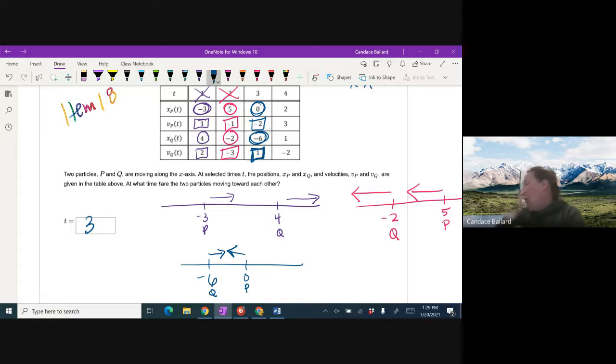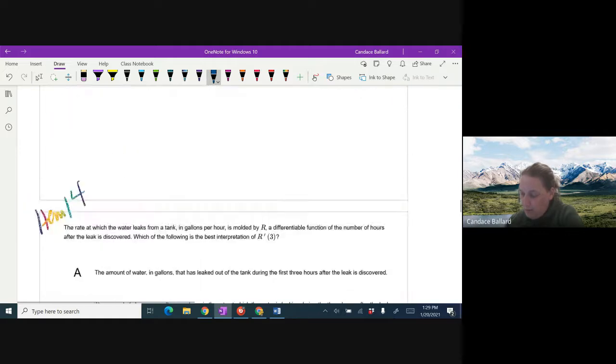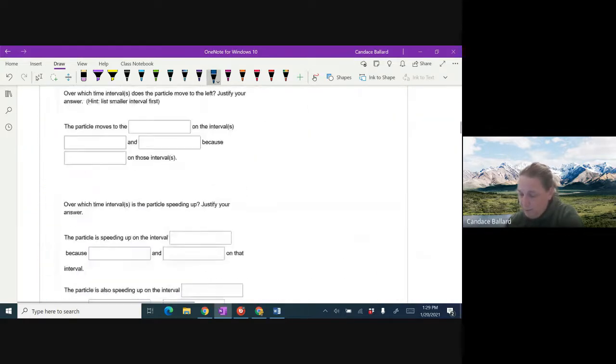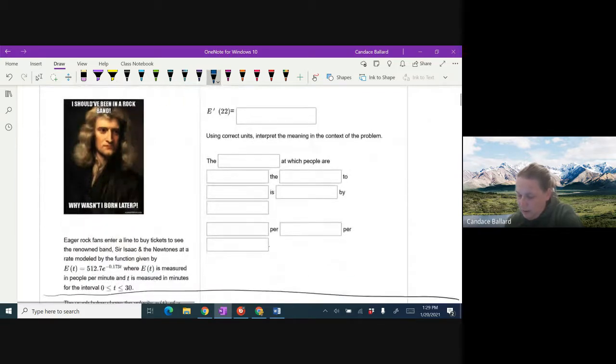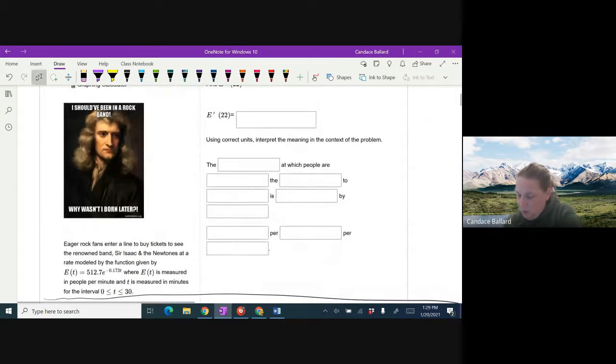Okay. Let's go back up to number 1. We're flipping all the way back to 1 now. Let's see, I don't have any other repeats on there. Nope. Okay, so we're going all the way back up to problem 1. It's a good old Sir Isaac and the Newtons. Eager rock fans enter a line to buy tickets to see the renowned band Sir Isaac and the Newtons.